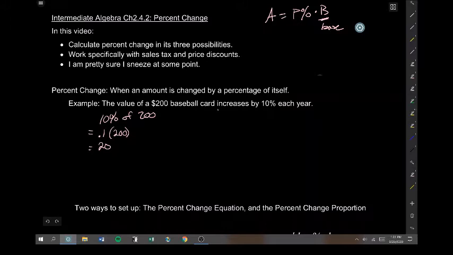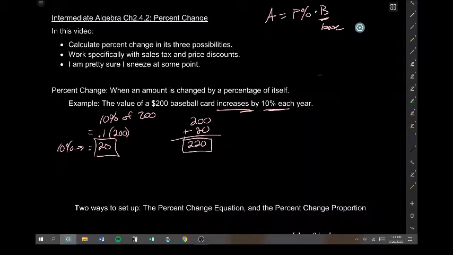Now, if it's increasing by 10%, here's what I just found. I just found the 10%. It's 20, I'm sorry. I now have to add that 20 onto my initial 200. The card is now worth $220. So if the card's worth 200 now, in a year, I would expect it to be worth 220.